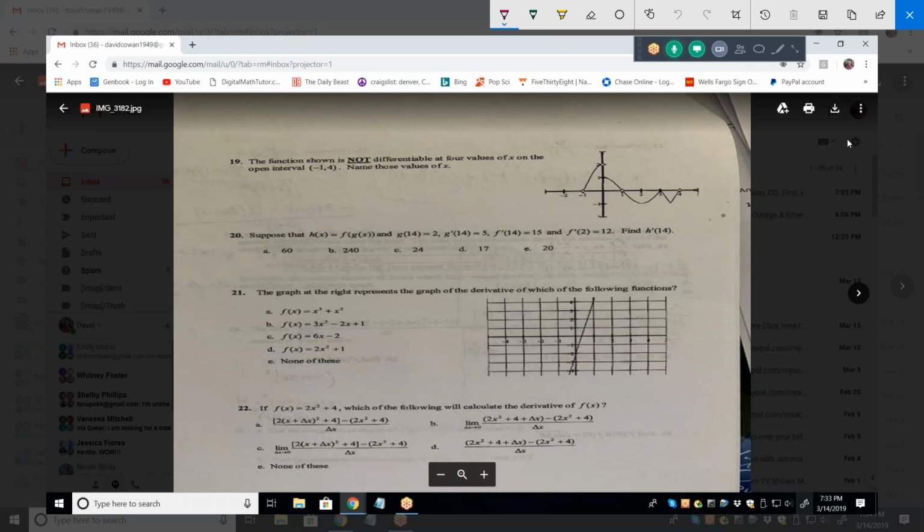Let's take a look at 19. Function shown is not differentiable at 4 different values on that open interval. Name those values. Well, x equals 0 would be one of them. Okay. For sure. And then x equals 3. Okay. And x equals 3.5. But I don't know the fourth value.